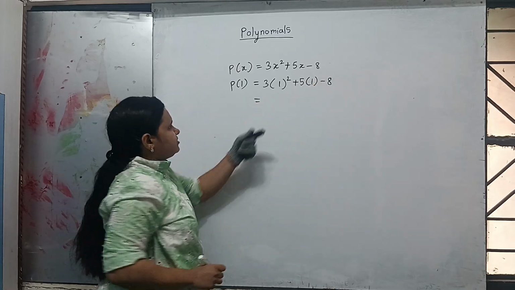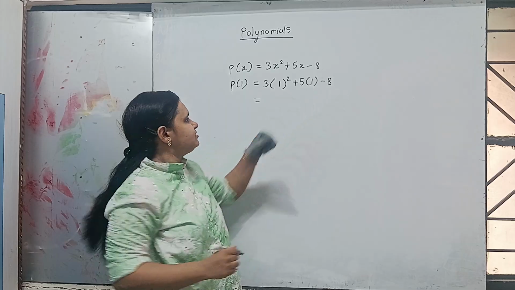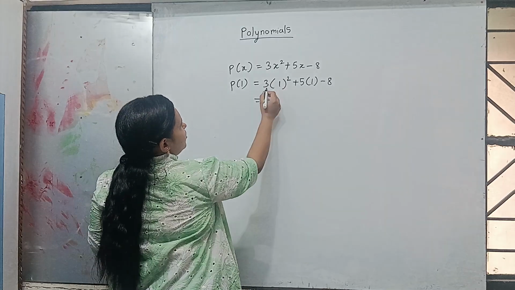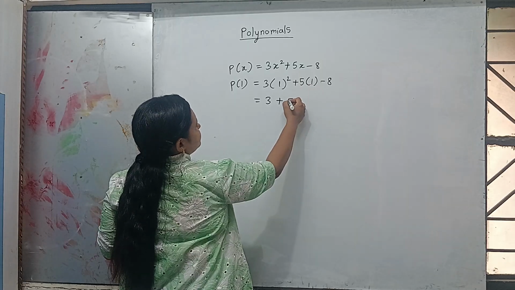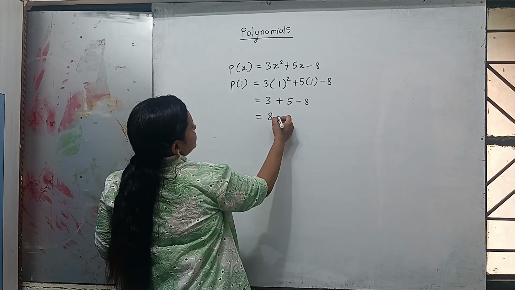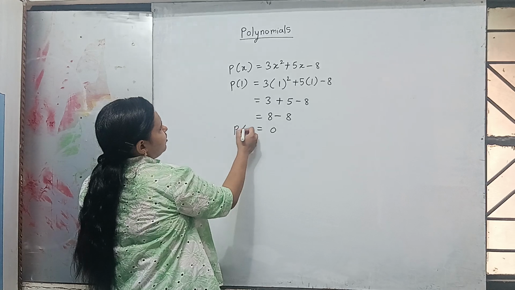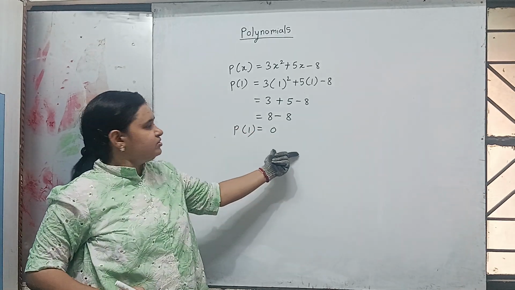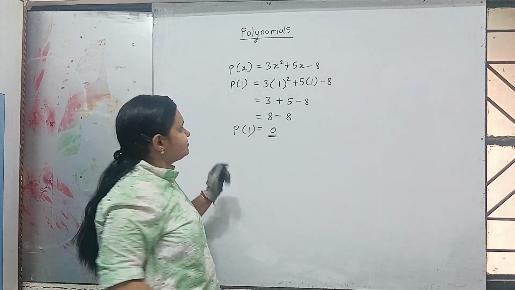What we will get? 3 multiplied by 1 square plus 5 multiplied by 1 minus 8. 1 square is 1. What we will get? 3 plus 5 multiplied by 1 is 5 and minus 8. 3 plus 5 is 8, minus 8, that is 0. What we have got? P of 1 as 0. So our answer will be 0. Okay?